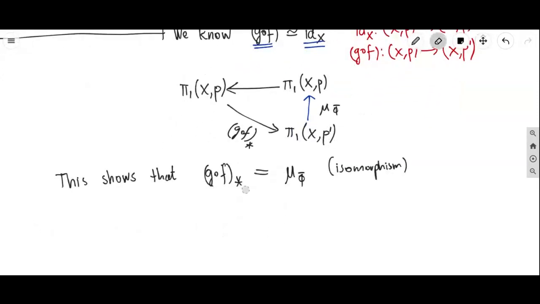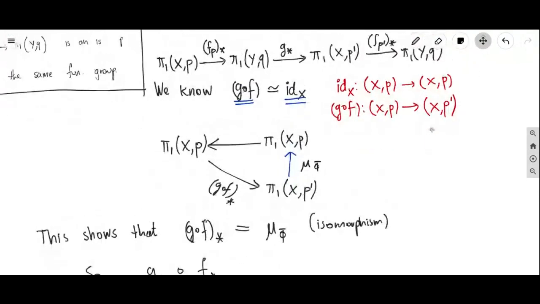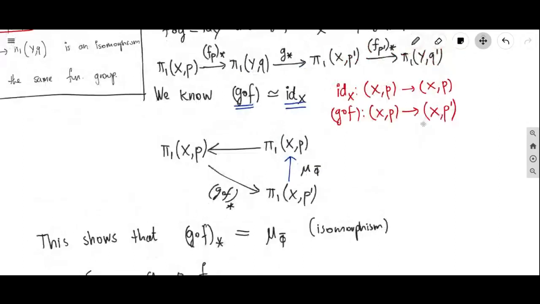Now we use the property of the functor of the fundamental group, that the induced map of a composition is the composition of the two. So this would be G star composed with F star. But here you have to be careful, which F star is this? Be a little bit careful here about which one we're referring to.